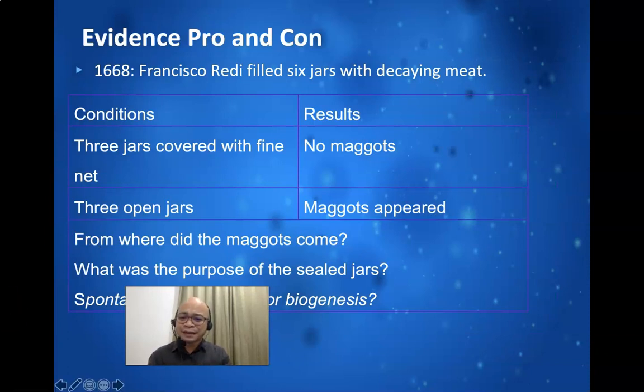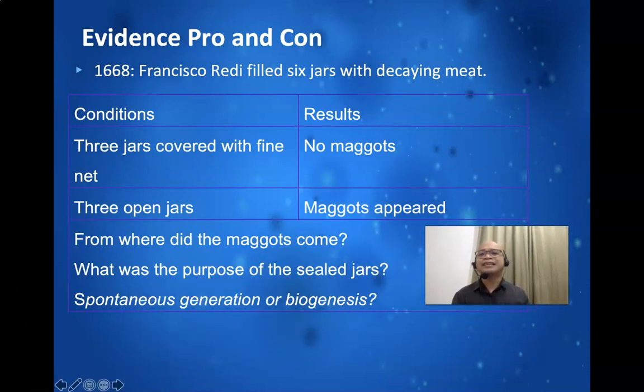So one of the earliest scientists who did experiments was Francesco Redi in 1666. What Francesco Redi did was fill 6 jars with decaying meat. 3 jars were covered with fine net, and 3 jars were left open. Since these were decaying meat, you'd expect that maggots would appear over those jars that were left open.